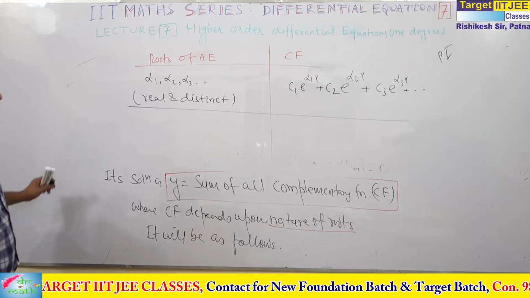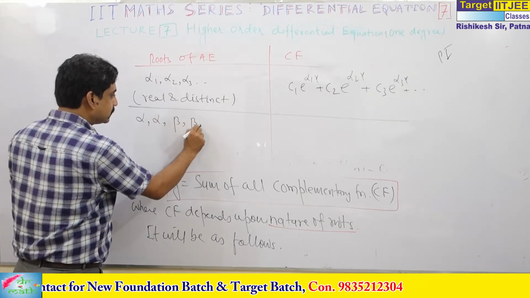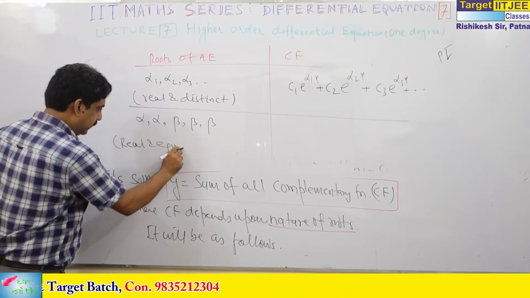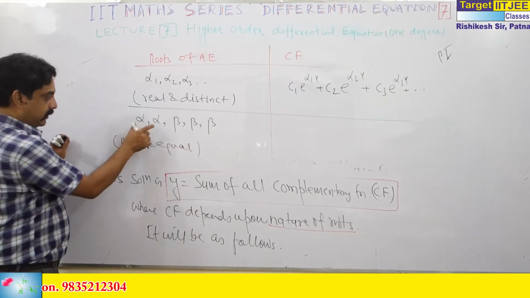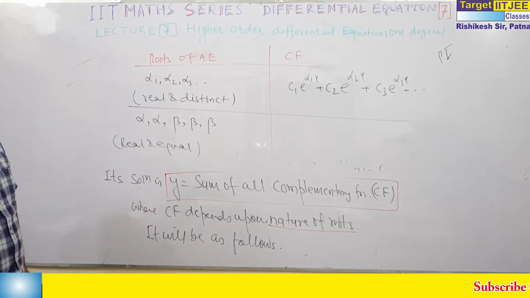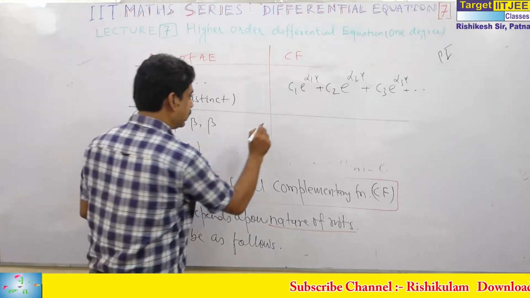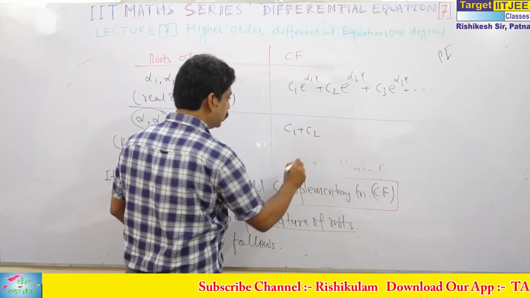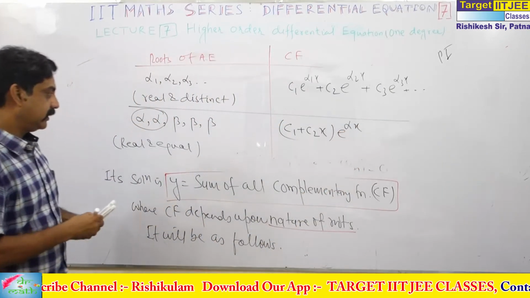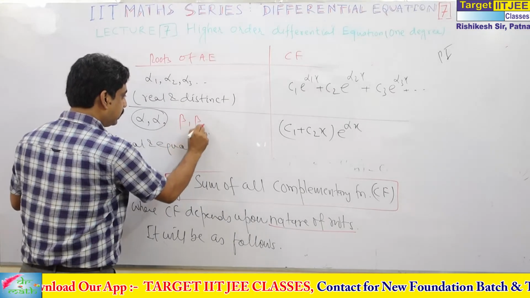Now, see. Suppose roots are alpha, alpha, beta, beta, beta. Real and equal, and I have taken two types: two roots real and equal, and three roots real and equal. It will be like this. For the alpha roots, we have (C1 plus C2 x) e^(alpha x).